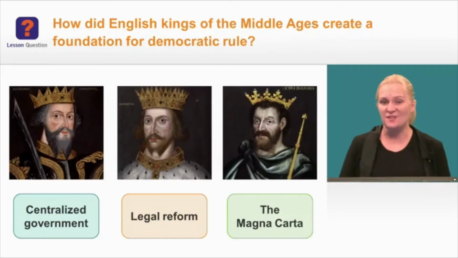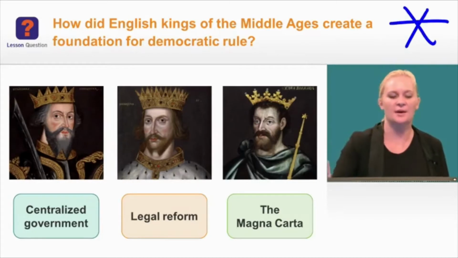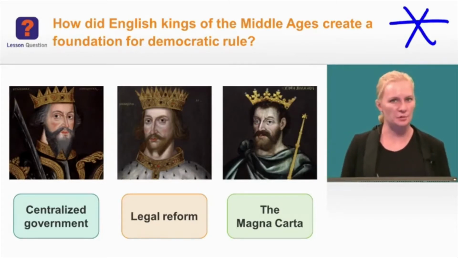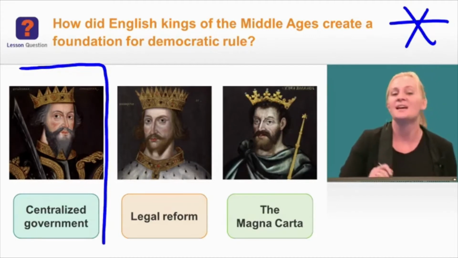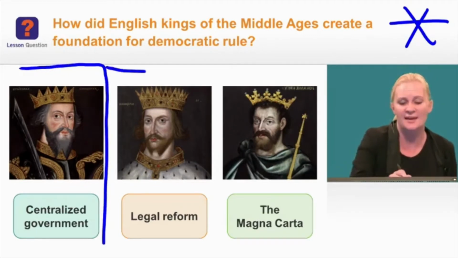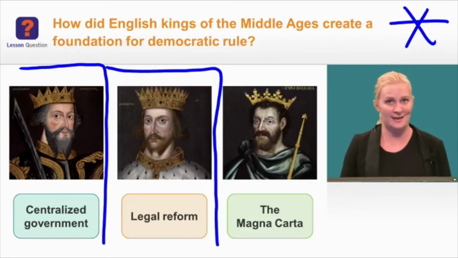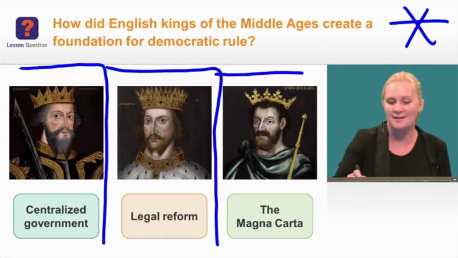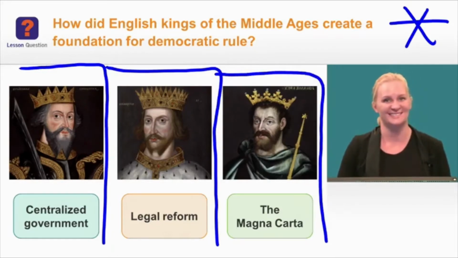Our lesson question for this lesson is, how did English kings of the Middle Ages create a foundation for democratic rule? As we move through this lesson, we're going to take a look at several different kings. Kings like William the Conqueror and how he centralized government. Kings like Henry II and how they instituted legal reforms. And also some ineffective kings like King John and how his ineptitude led to the creation of the Magna Carta.